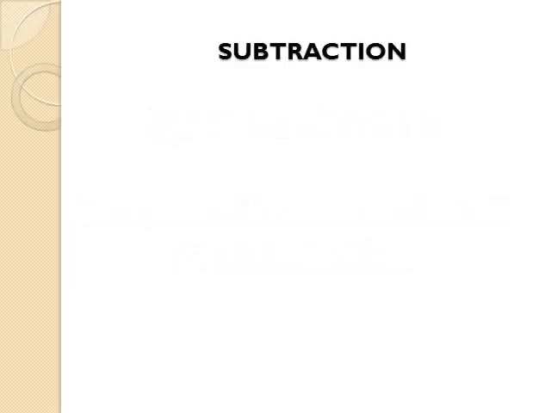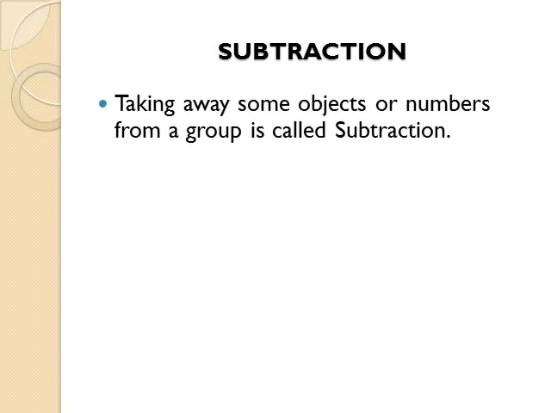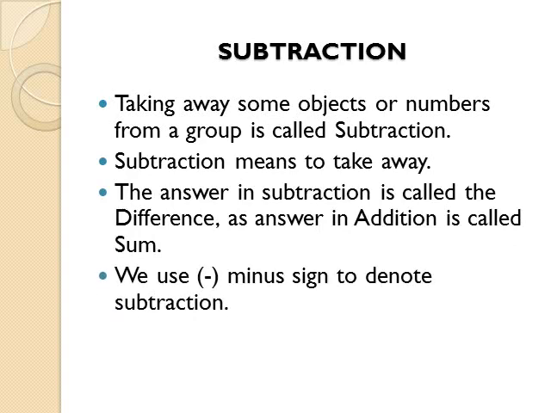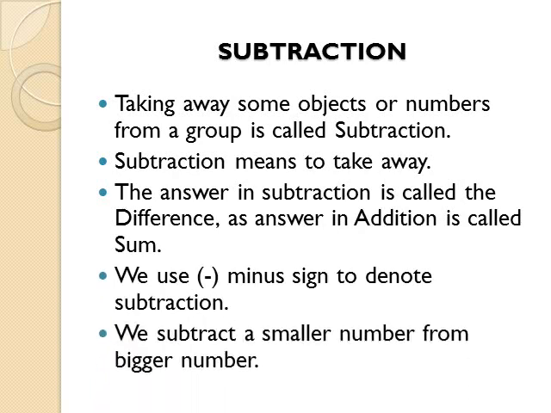What is subtraction? Taking away some objects or numbers from a group is called subtraction. Subtraction means to take away. The answer in subtraction is called a difference, as answer in addition is called sum. We use minus sign to denote subtraction. We subtract a smaller number from bigger number.